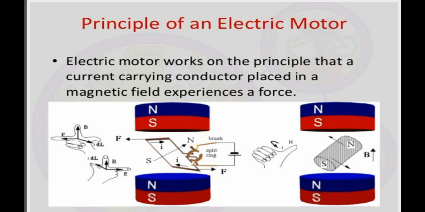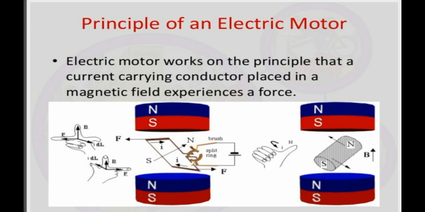And for the electric motor we will also discuss the types. We have two types of electric motor, that is AC motor and DC motor. AC motor means it works on alternating current, and DC motor means it works on direct current that is obtained from the battery.